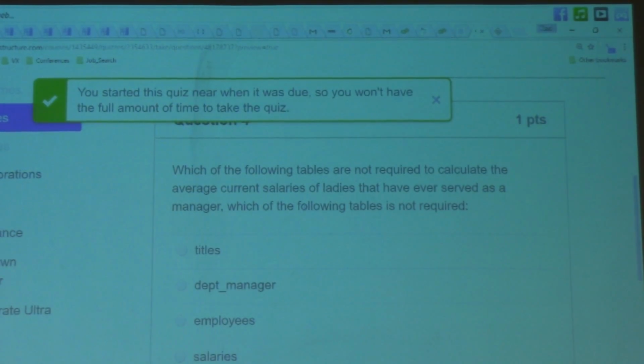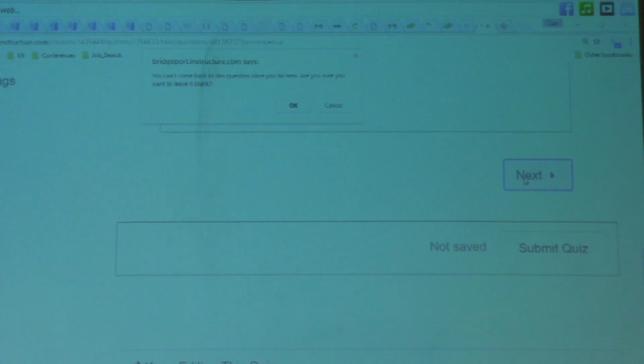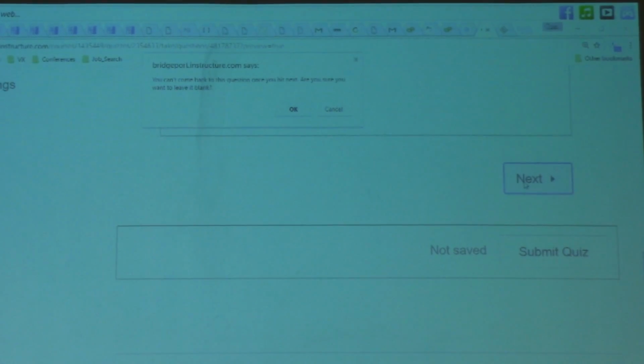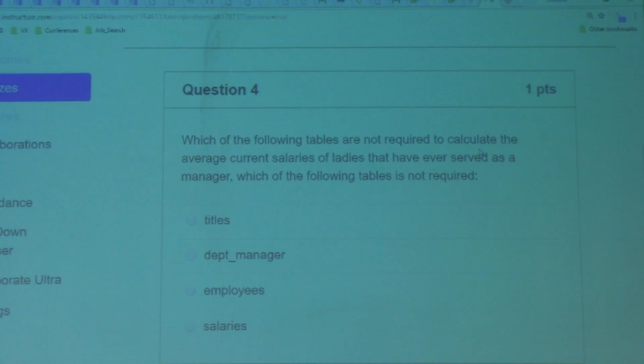Okay, so which of the following tables are not required to calculate the average current salaries of ladies? I mean, we'll have two answers for this because we can remove either titles or department manager. That's not a problem. We can use either of the titles or department manager.